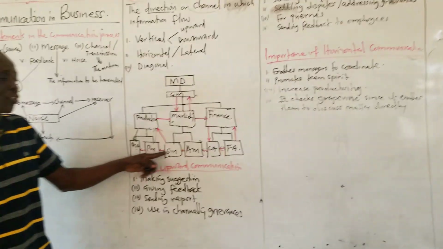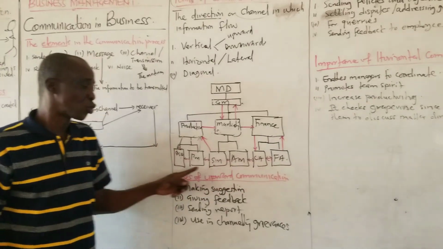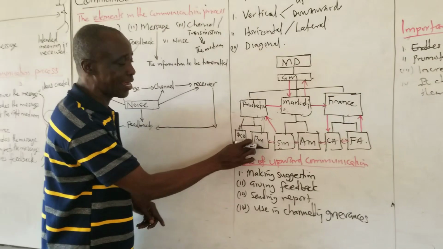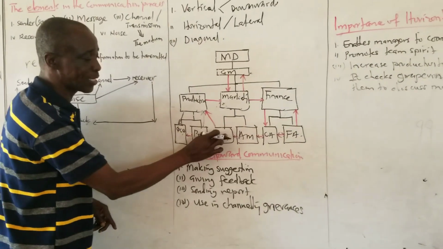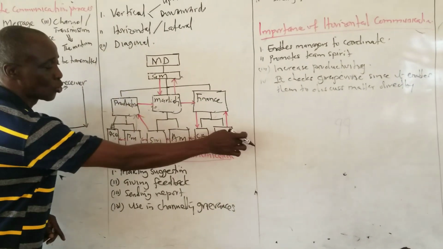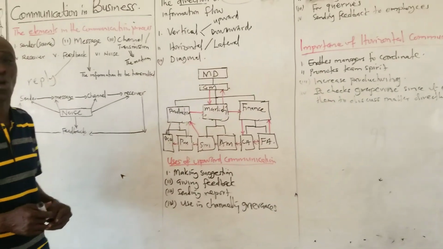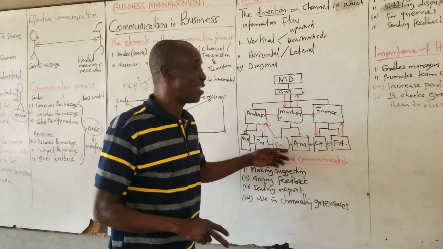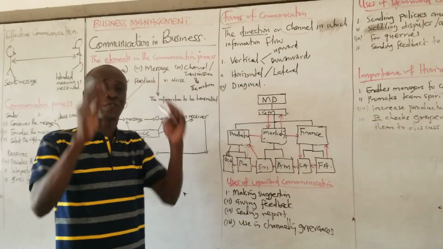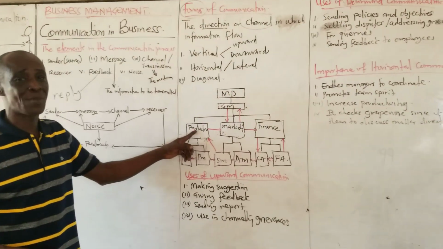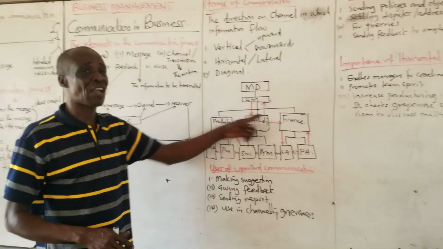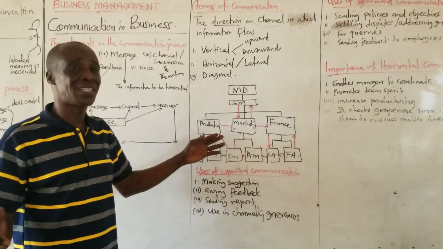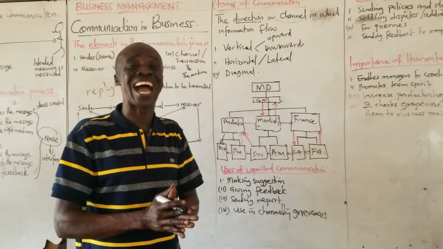In the same way, all these managers are at the same level. So when they share information, for example with this quality control officer, this is called lateral, from this to this is lateral, from this to this is lateral. Once they are on the same level, it is called lateral or horizontal communication. And it makes coordination very effective. If you are in your department, you have to coordinate. It is lateral communication that will enable the various managers in the various departments to coordinate their activities.